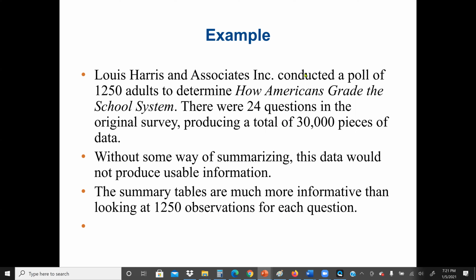So here we have conducted a poll of 1250 adults to determine how Americans grade the school system. We have 24 questions in the original survey, which give us a total of 30 pieces of data. That's a lot of data. Without putting this data in some formatting or organizing it in some formal way, it will be very difficult to find any pattern in the data. We can organize it either using a graphic, such as a histogram, or a frequency distribution table, and that's what we are doing today.